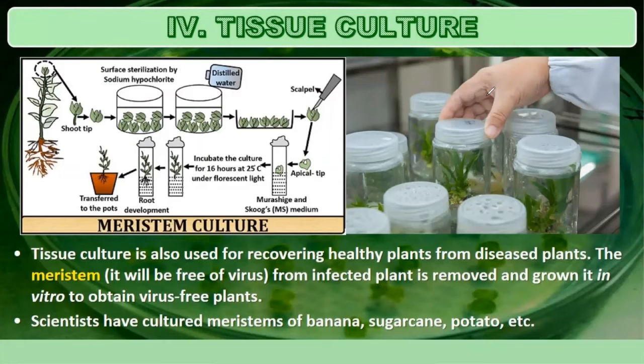The first one is meristem culture. Tissue culture is also used for recovering healthy plants from a diseased plant. How can it be done? By isolating the meristem, which is always free from the virus, from the infected plant, and growing it in vitro to obtain a virus-free plant. Scientists have cultured meristems of banana, sugarcane, and potato to obtain virus-free plants.